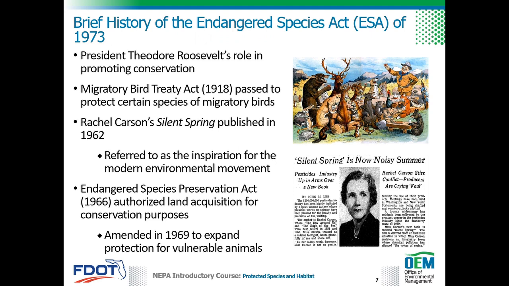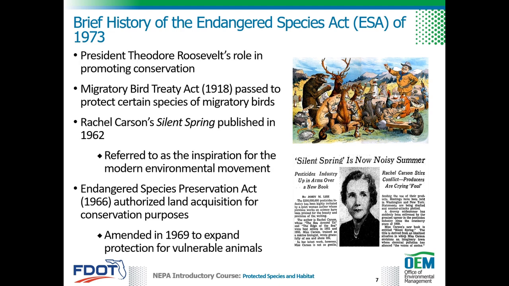Almost a century before the Endangered Species Act was passed in 1973, President Theodore Roosevelt was promoting conservation. Often called the conservationist president, Roosevelt created the United States Forest Service and established 150 national forests, 51 federal bird reserves, 4 national game preserves, 5 national parks, and 18 national monuments. Over the course of his presidency from 1901 to 1909, Theodore Roosevelt ensured the protection of approximately 230 million acres of public land.